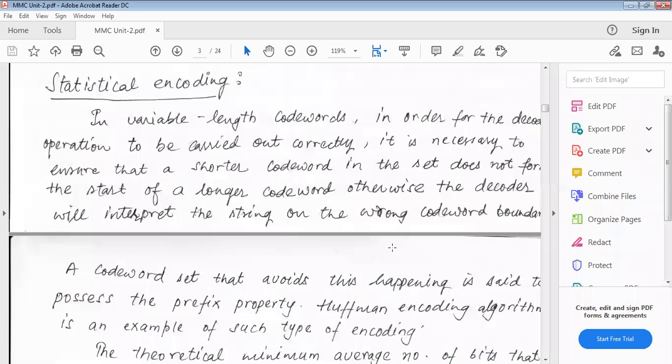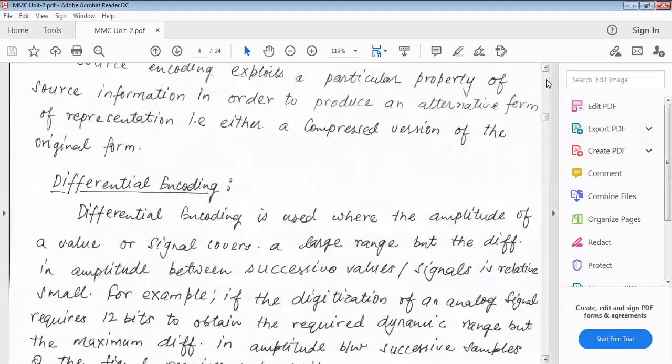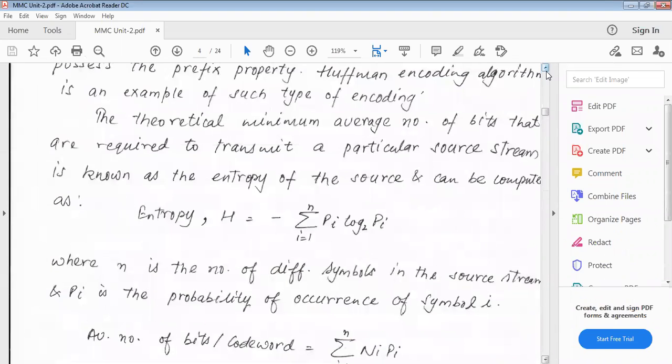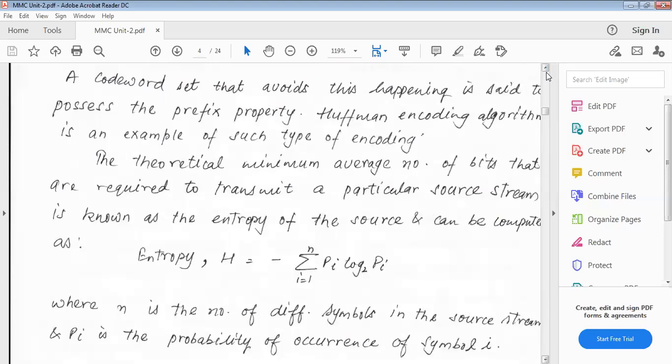So what happens in statistical encoding? In variable length encoding, we send group-wise like this. Some group will be 3 bits, some group will be 4 bits, some group will be some other pattern of bits, like that we will have. Because of this, there is a chance of the decoder misinterpreting the information.